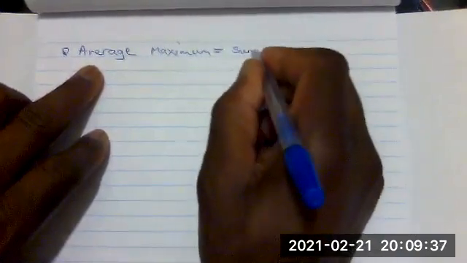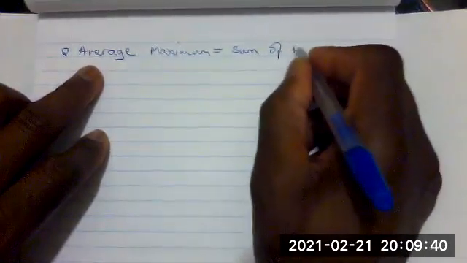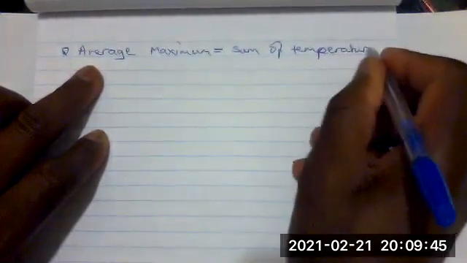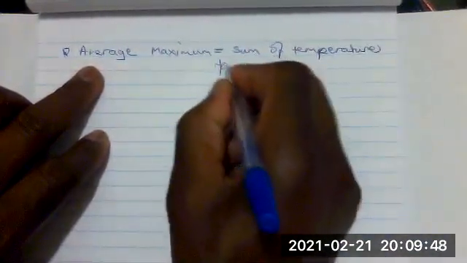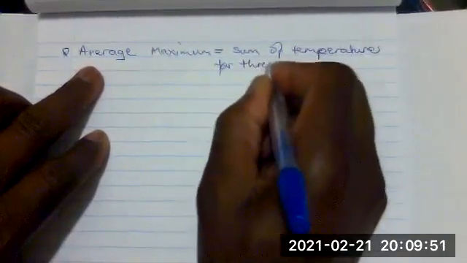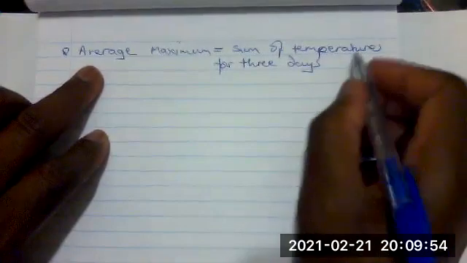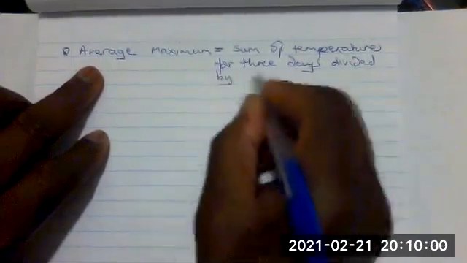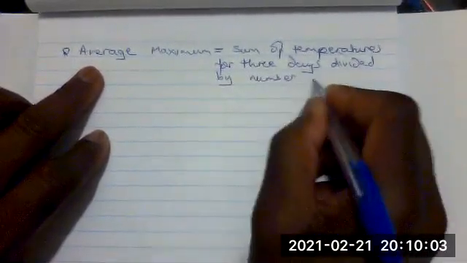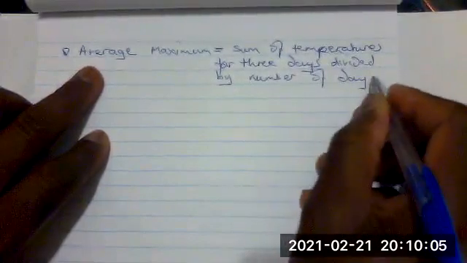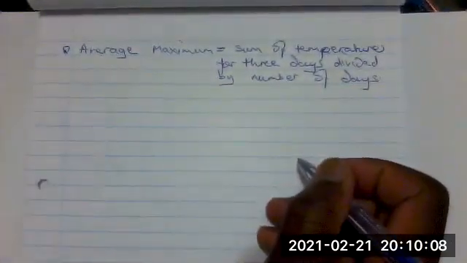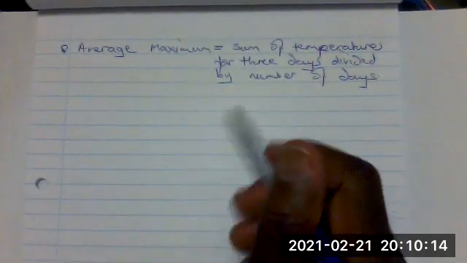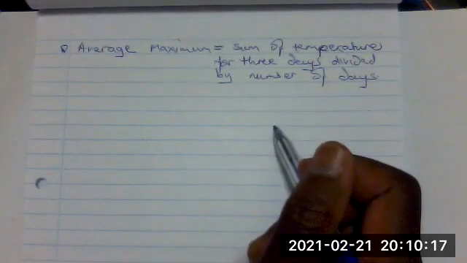the sum of temperatures, the sum of temperatures for 3 days, divided by the number of days. So we are looking at the total temperature. In this case, it is the total maximum temperature for 3 days. Then we divide by the number of days, right?